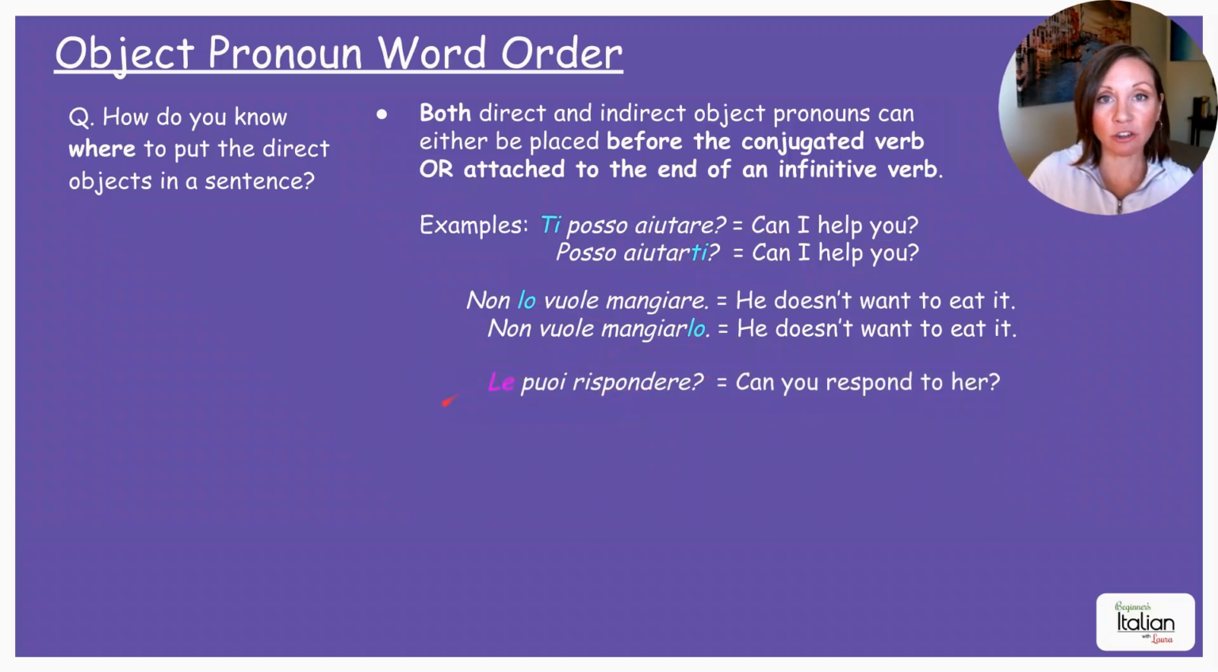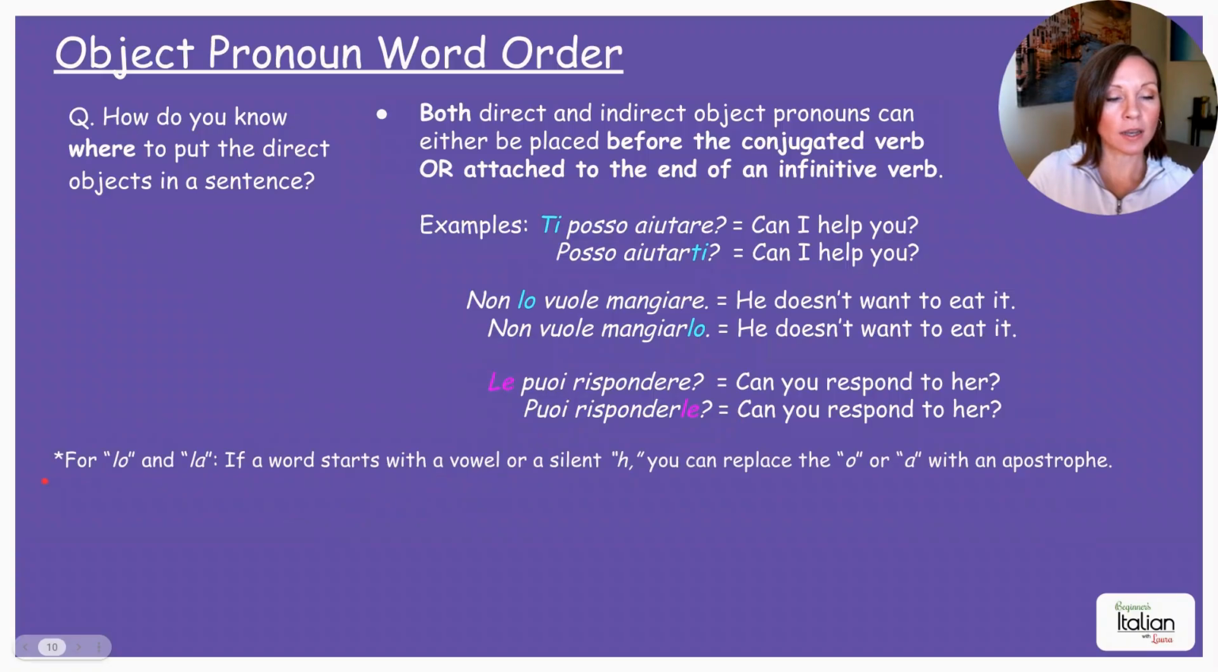Now let's look at the indirect object pronouns. "Le puoi rispondere." Can you respond to her? So we put it again before the conjugated verb. "Le puoi rispondere." Or you can say "puoi risponderle." Can you respond to her? It's the exact same thing. So we're chopping off the E and we're attaching it to the end of the infinitive. Okay?